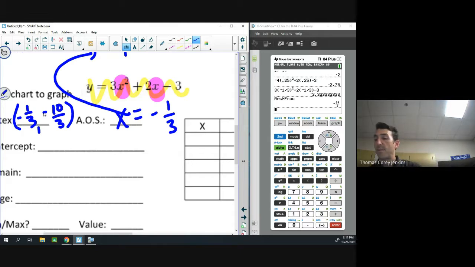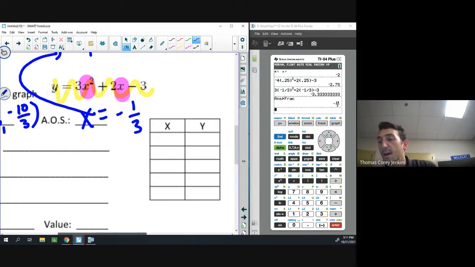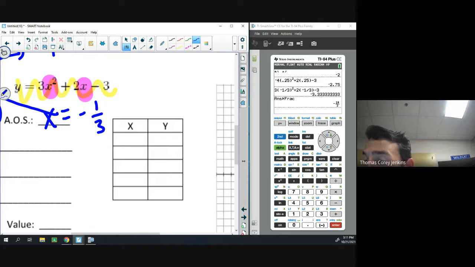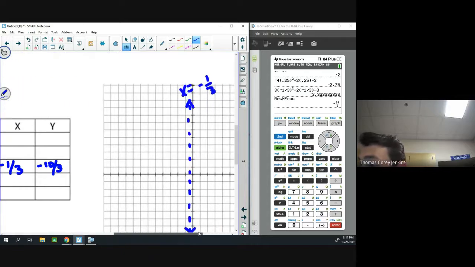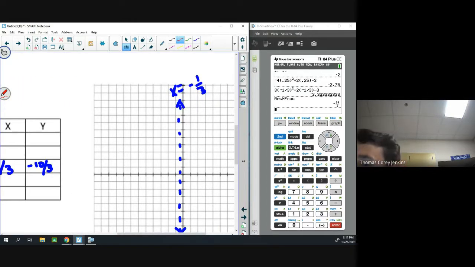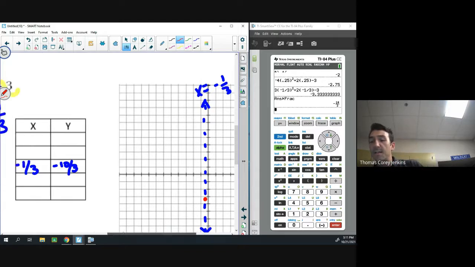All right, so that's my vertex, negative 1/3, comma, negative 10/3. We'll just do our best to get that in the right spot. So negative 10/3, that's negative 3.3-ish, so about right there. And then from there, it's going to be pretty tricky, right? So usually we get easier numbers.